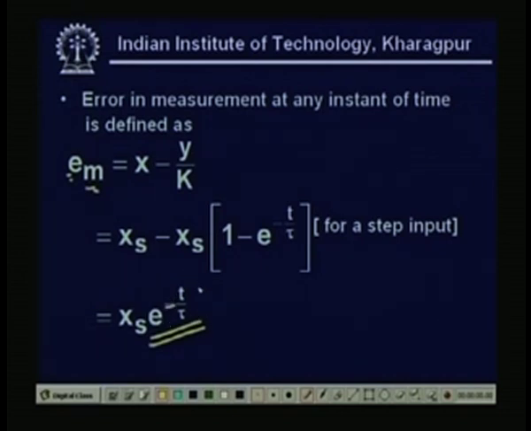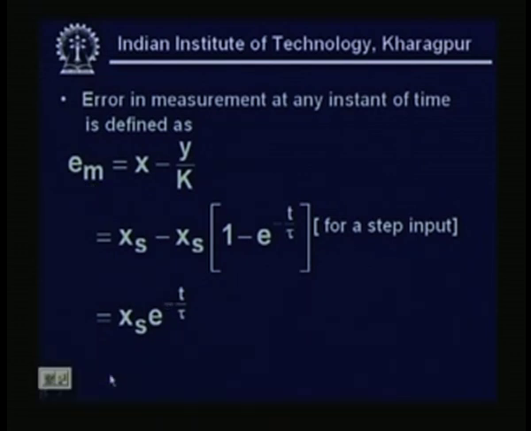So, obviously, as t gets larger and larger, this will die out. At the initial stage when t is 0, it has a large value; it is exactly equal to xs, the steady state value. As t grows, it will die out. It will be easier to visualize if you run it in a flash.